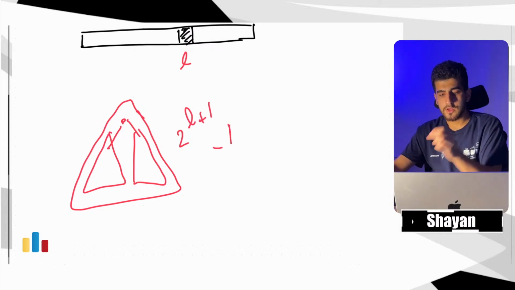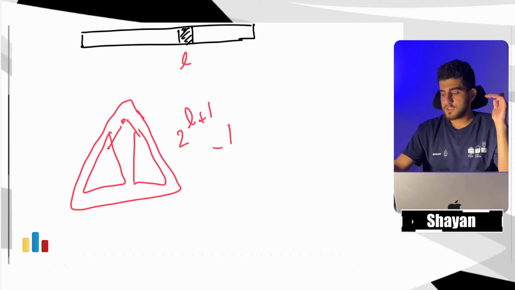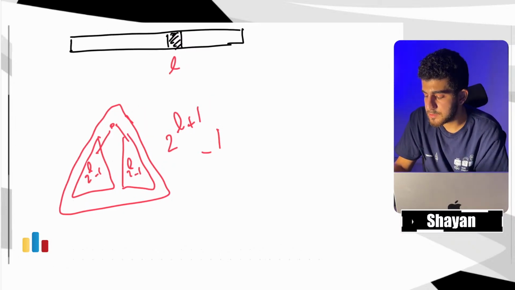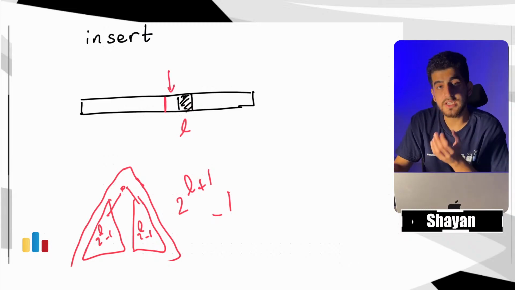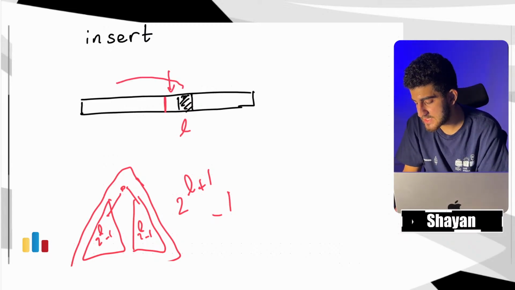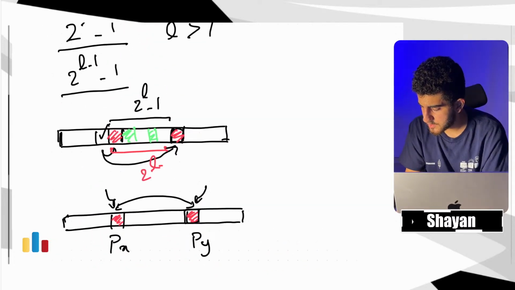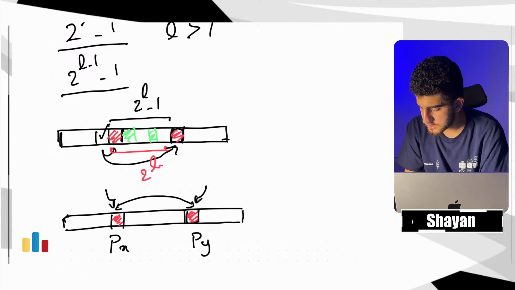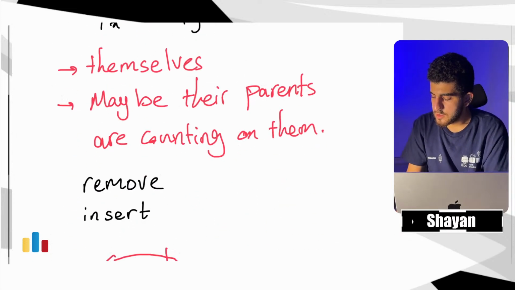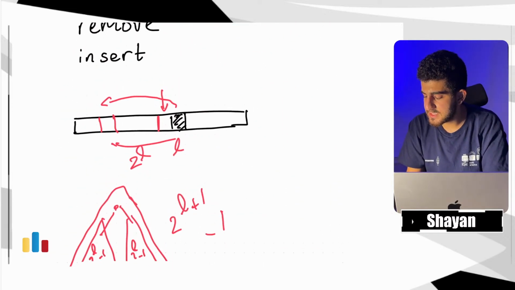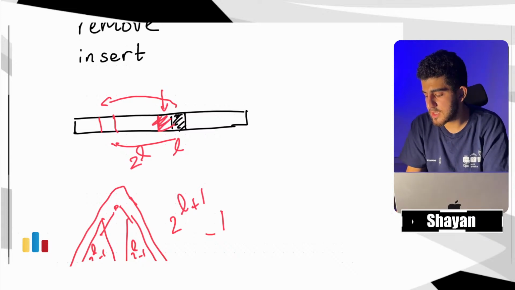And I know that each of its children has 2 to the power of L minus 1 elements. So where the position of its parent must be, if the parent is counting on this vertex, the parent must be either here, or it must be exactly at distance 2 to the power of L from it. In here the distance was 2 to the power of L minus 1, that is L minus 1, not L, when I'm considering this vertex with its children. But in here, when I'm considering this vertex with its parent, its distance must be 2 to the power of L. So the parent must be either next to it or 2 to the power of L from it.